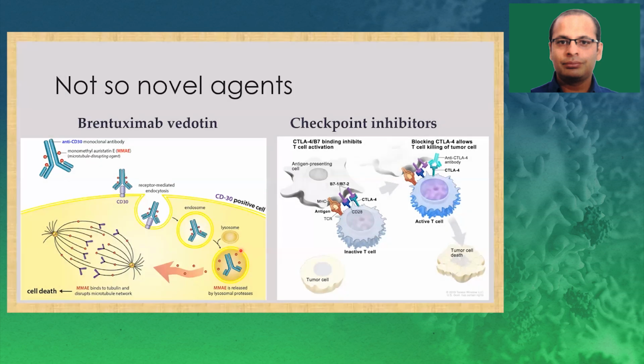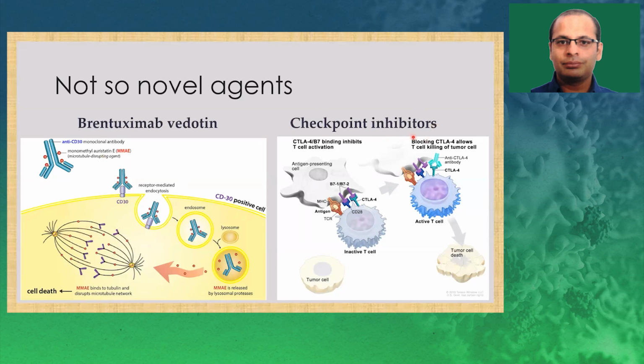So these are not so novel agents, monoclonal antibodies. Brentuximab is an anti-CD30 monoclonal antibody, which is a drug conjugate, bound to the tubulin-disrupting agent MMAE. So this is internalized into the cell. The agent MMAE is released by the lysosomal proteases, binds to the tubulins and leads to cell death.